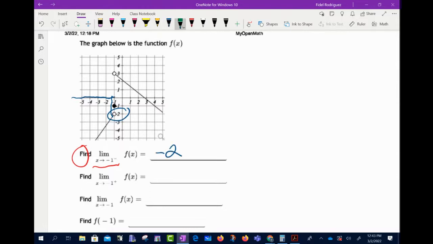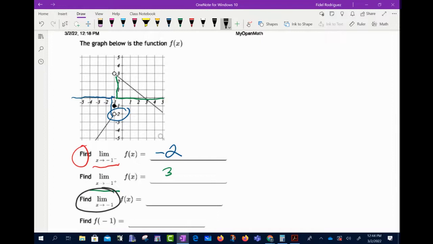Okay. Good. Now, look at the next one. We're approaching negative 1, but from what direction? From the positive side, from the right, right? So we're coming over here to negative 1, and right before we hit negative 1, if we go up, what value are we getting close to? 3. Okay.